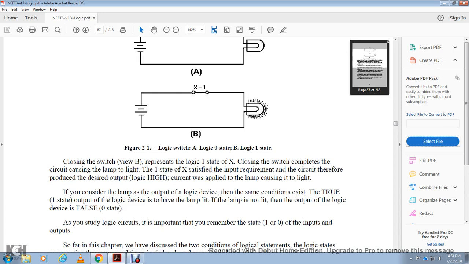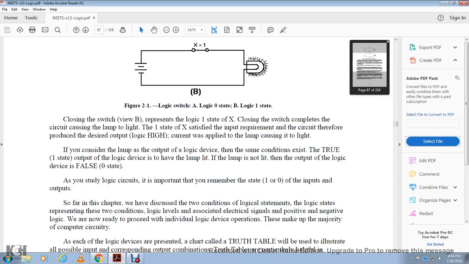If you consider the lamp as the output logic device for the same conditions: when the lamp is lit, the output of the logic device is true, the 1 state. When the lamp is not lit, the output of the logic device is false, the 0 state. With the state of the logic circuit, it's important to remember the state, 1 or 0, for the inputs and the output. So far in this chapter, you've discovered the two-condition logic statement, the logic states that represent the two-condition logic levels, and the associated electronic signals, positive and negative. You're now ready to look at the individual logic device operations.